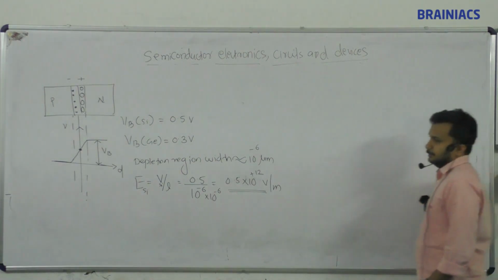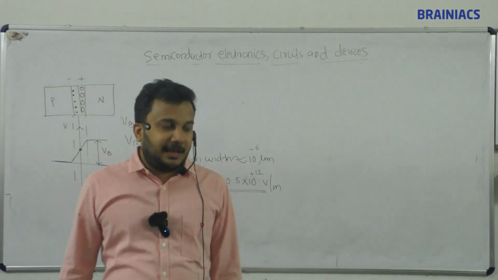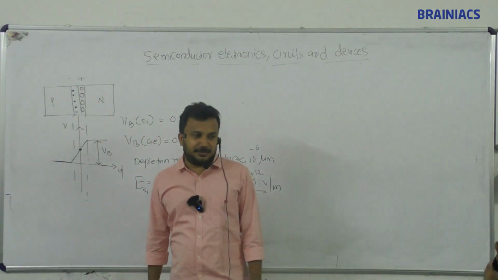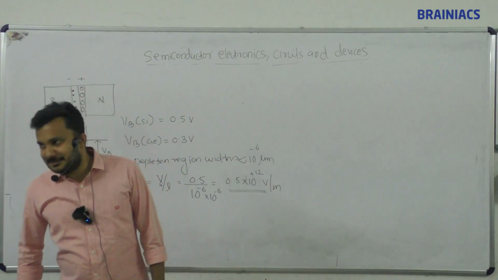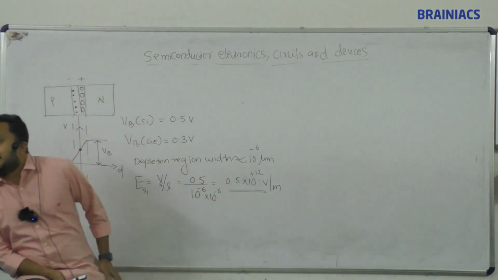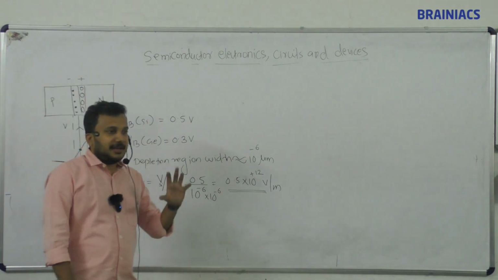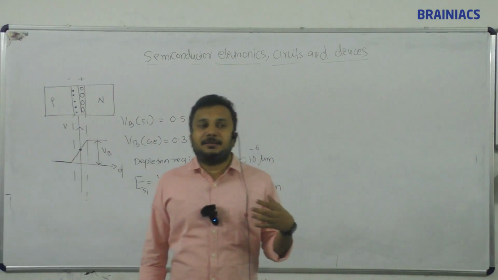Characteristics of diode. The meaning of characteristics is behavior, nature. Everything has its own character. I have my own character, you have your own character. So a diode will have a character.